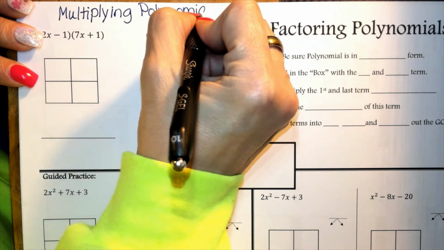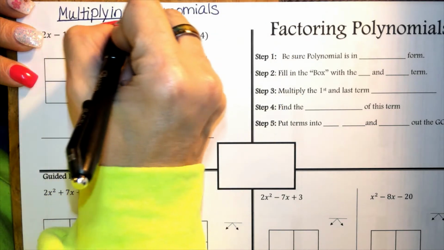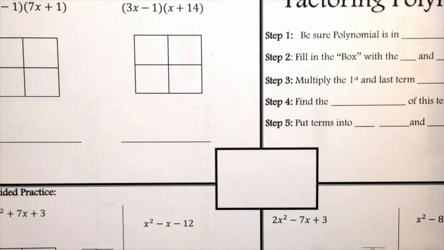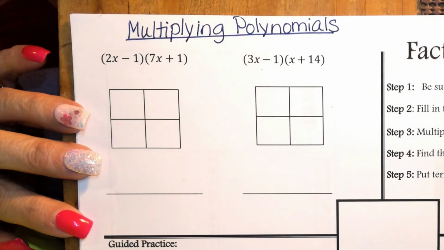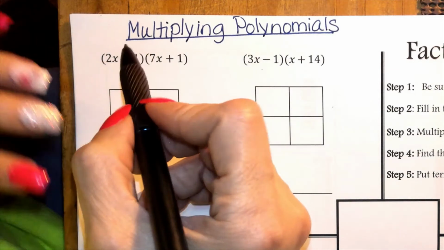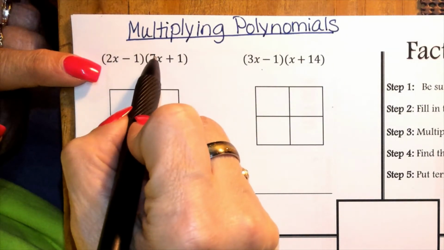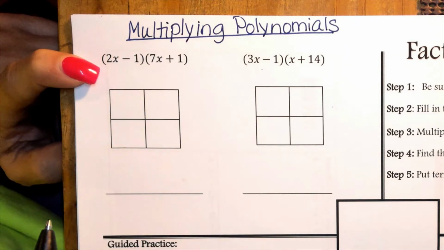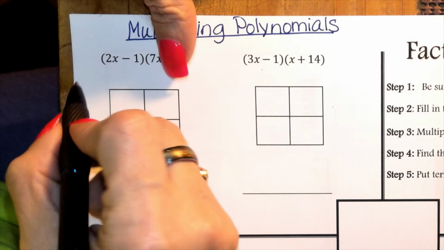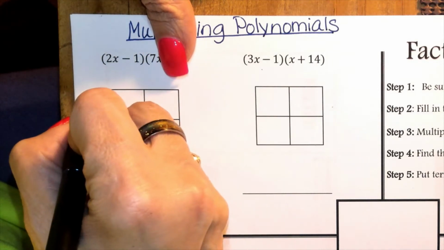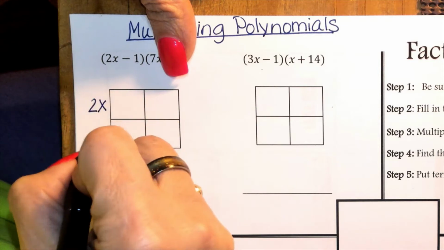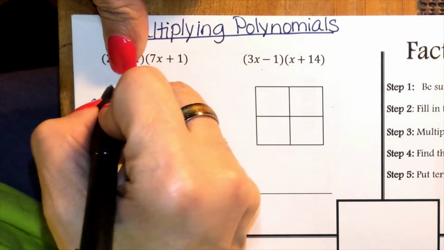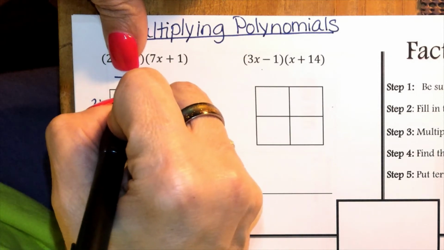All right, I'm going to show you a little bit different way to do this than what we did the first go around. The first go around, I said 2x times 7x and 2x times 1. I'm going to show you now something you learned in biology. We're going to take 2x minus 1, and we're going to write 2x here and negative 1 here. Then we're going to come over here and take this one, and we're going to put the first term here, 7x, and 1 here. Now, if I don't put anything in front, that means it's positive.